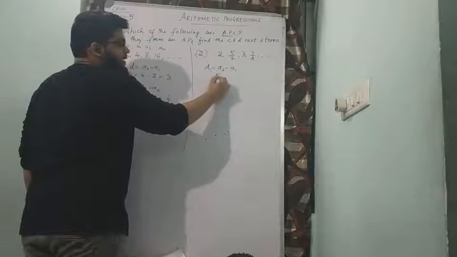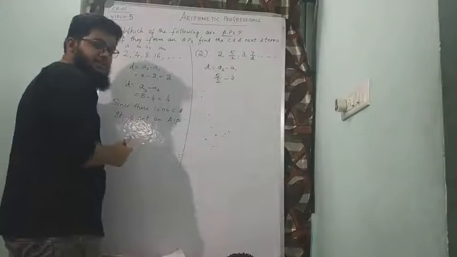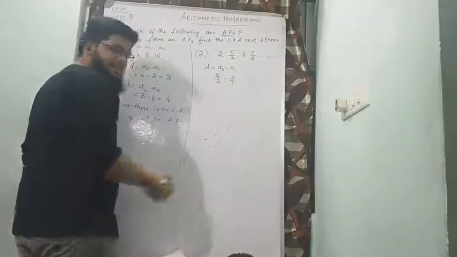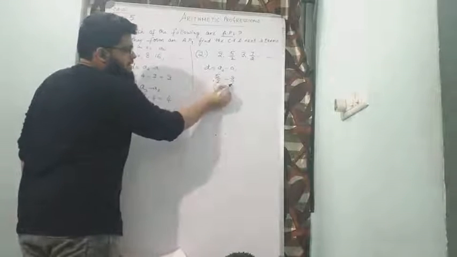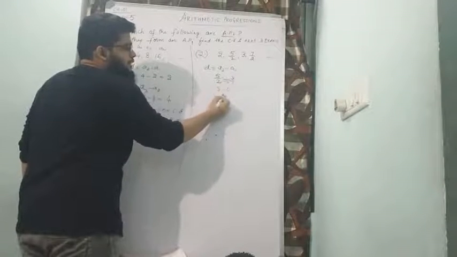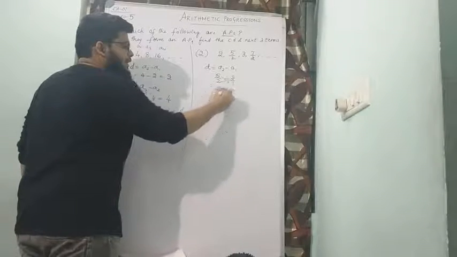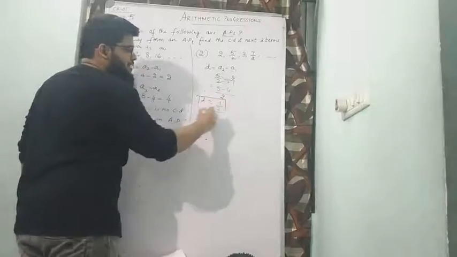A2 is 5 by 2 minus A1 is 2. In last class we have seen, if we get a fraction like this, what do? We can take LCM like this by taking divided by 1 and cross multiply. 5 ones are 5 minus 2 2s are 4 divided by 2 1s are 2. And 5 minus 4 is 1 by 2. First time I am getting the value of D as 1 by 2.